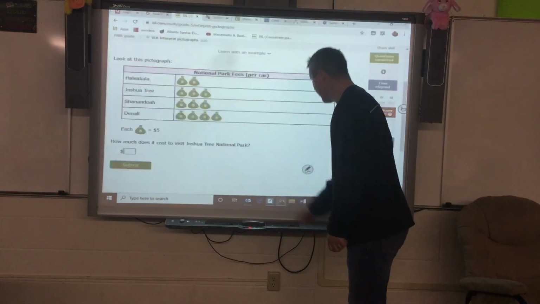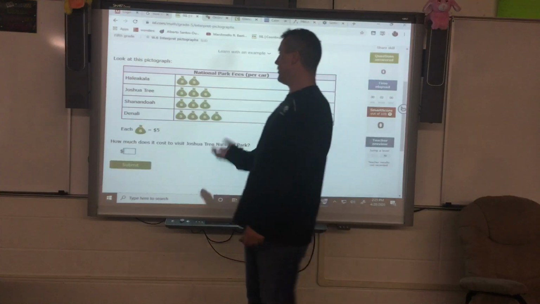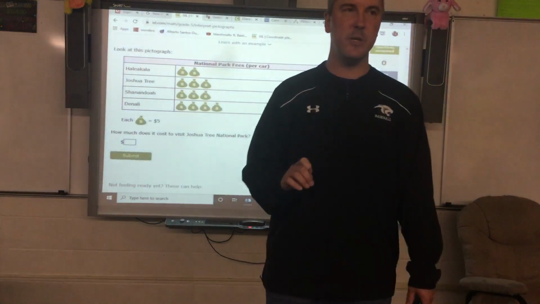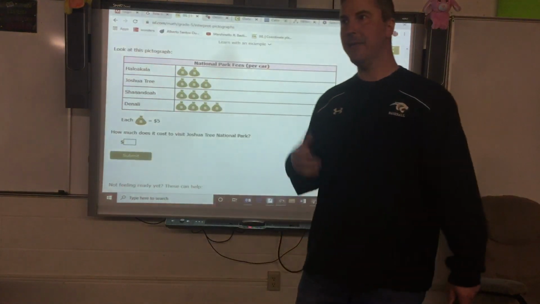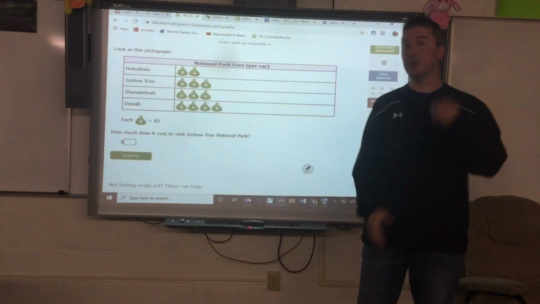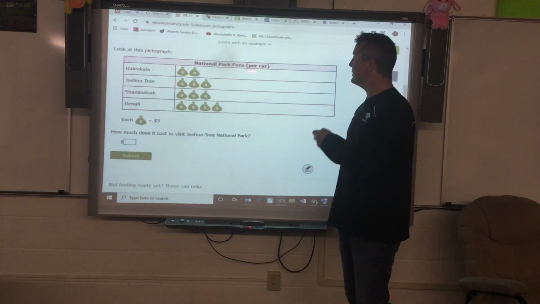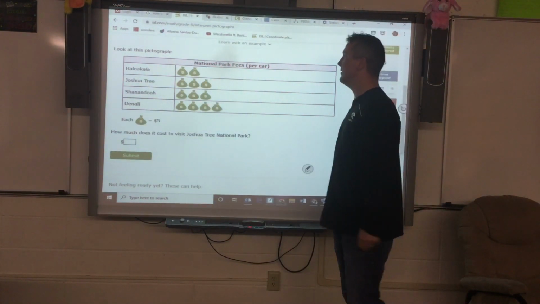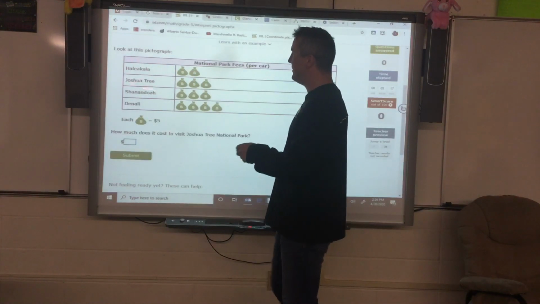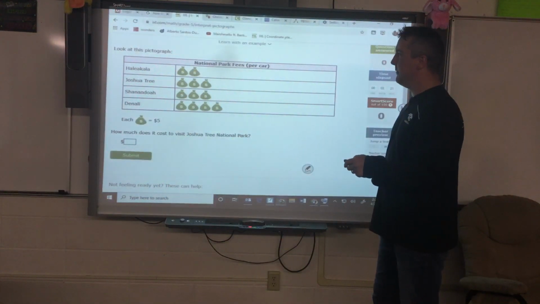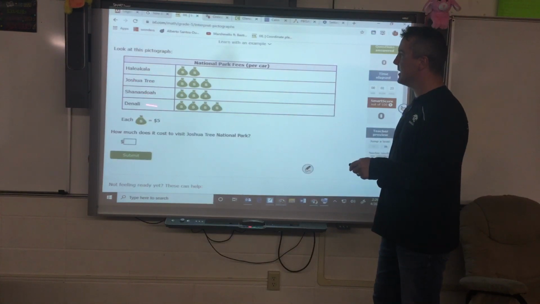Let's see here. Where are we at? Here we go. Pictographs, I think these are the ones that you're probably introduced to the soonest when you were younger. Having a picture represent some type of value, some type of number. So if I go through these, national park fees, how much per car? Okay, makes sense. And then these different types of parks that they have. I'm not even going to start on the different names of the parks, how much they cost.